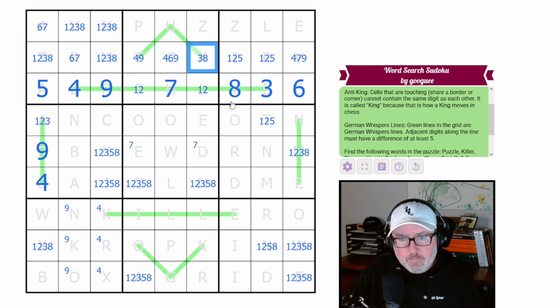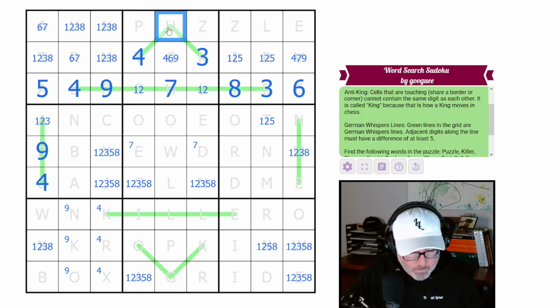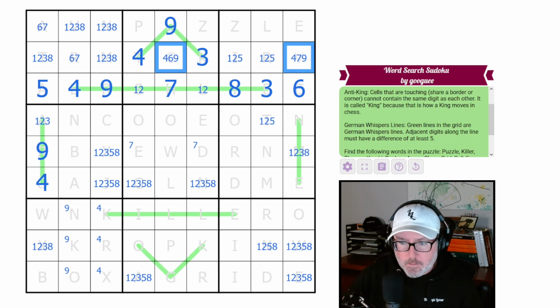Oh, the 8, here. King's move again. This is a 3. That's perfect. That tells us this is the 4 and the 9. That's what we needed. Go away. You are a 6, which means you are 7, 6. You are 9.